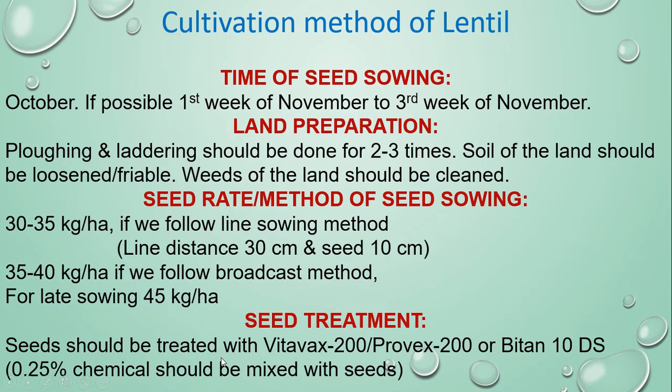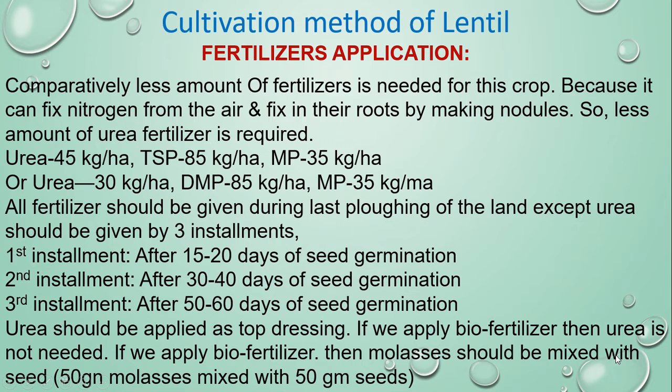Before seed sowing, we have to treat the seed with a fungicide or chemical, which is Vitavex 200 or Provex 200 or Bitan 10 DS. You can get this type of medicine in the market, and 0.25% chemical should be mixed with the seeds. That means 0.25% Vitavex 200 or Provex 200 will be mixed with the seeds to treat them before sowing.